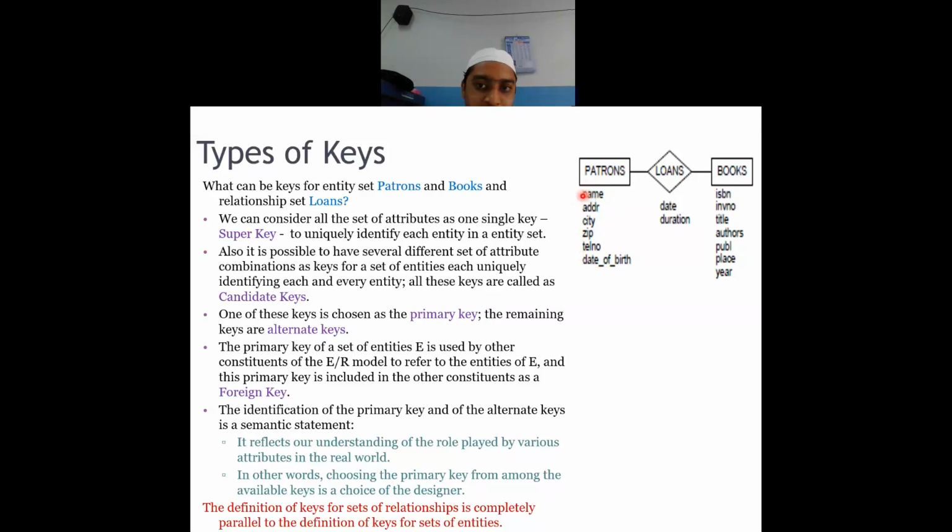Since if we combine name, address, city, zip, telephone number, and date of birth, it will uniquely identify that particular person. So we do not need any other key actually. But if we have all the attributes combined as a super key, then it will become a trouble for us to mention all the attributes every time.